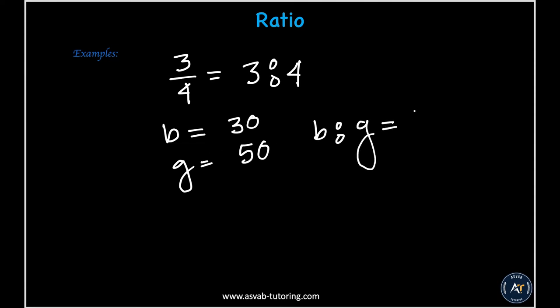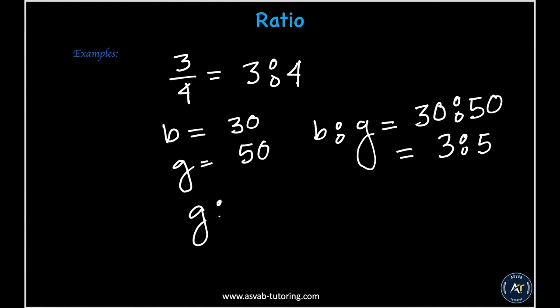So that is 30:50. If you reduce it, that will give you 3:5. So what is ratio? Ratio is the same as a fraction, but in simplest form. Okay, so how about girl ratio boy? So the girl ratio boy will be the opposite of that. That is 5:3.